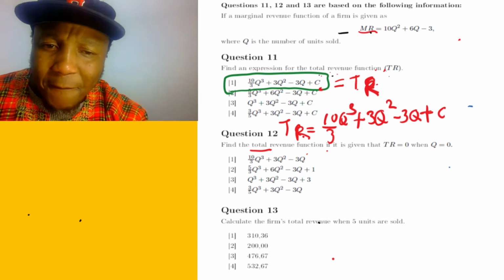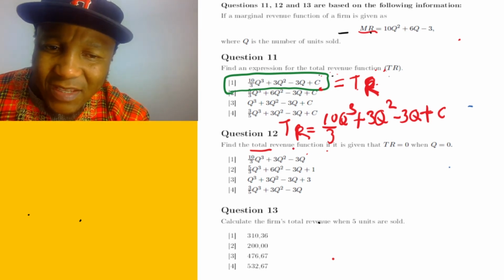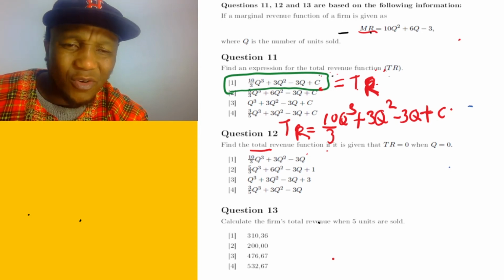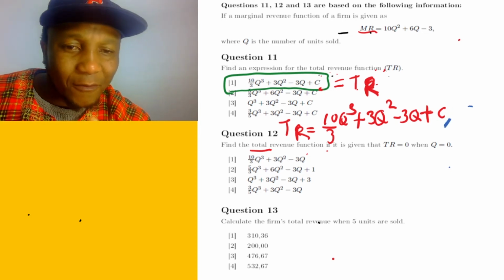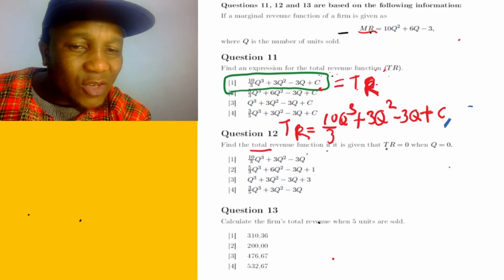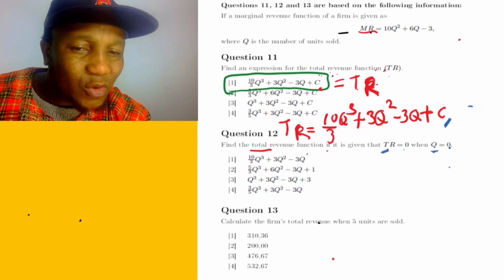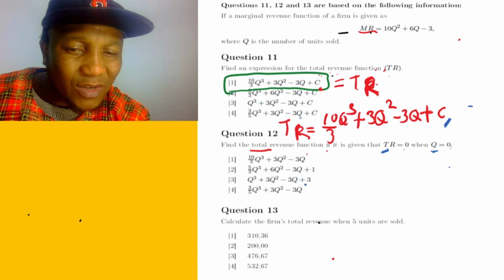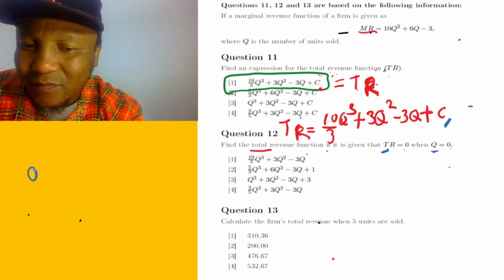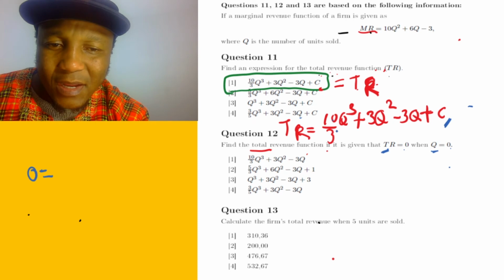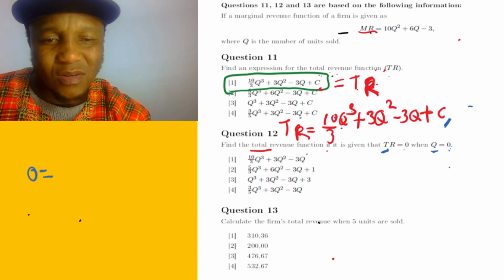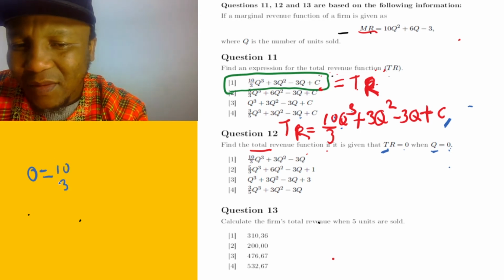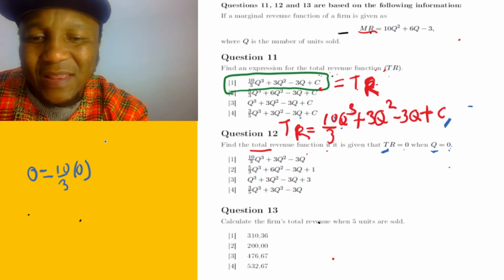Sorry. They say find the total revenue function. All they want to tell you is we don't know C. But look, they say given that total revenue equals 0 when quantity equals 0. So I'm going to plug in 0: 0 equals 10 over 3 times 0, because Q equals 0 means this term is going to be 0.